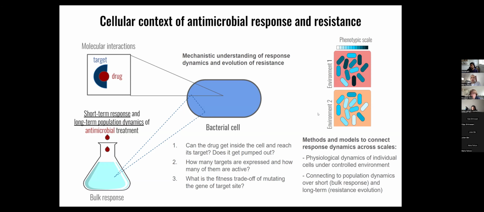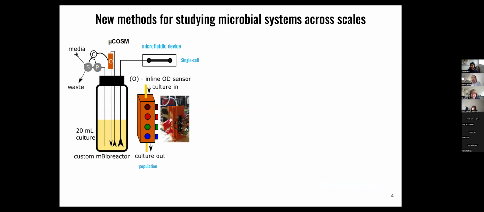So this is where the methodological aspect of our work comes in: we try to understand the physiological dynamics of individual cells in a tightly controlled growth environment. And we try to then connect those physiological dynamics from the single cell level to the population dynamics at short time scales and to the long time scales, which is resistance evolution. So my lab has been developing these technologies to address this goal.